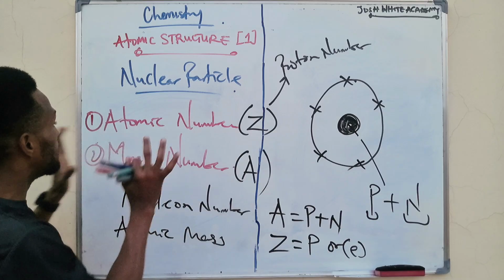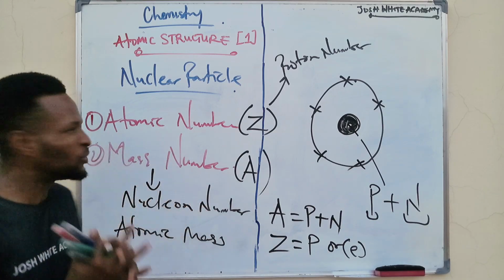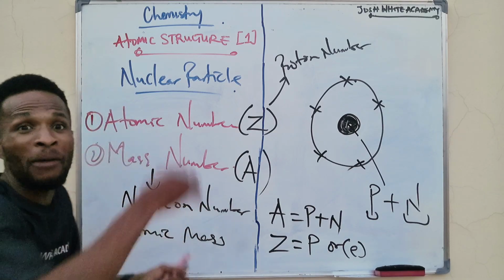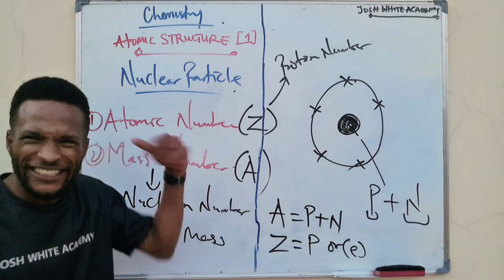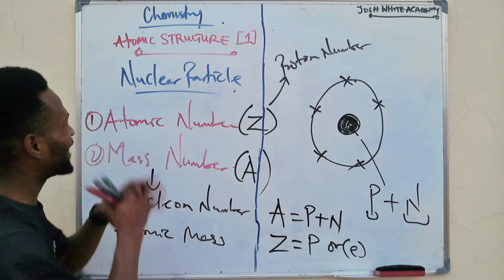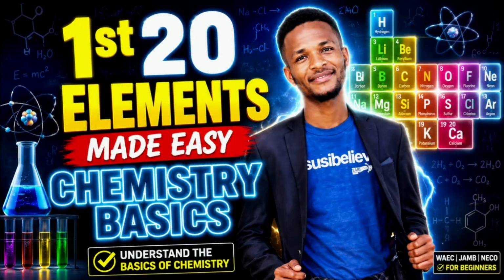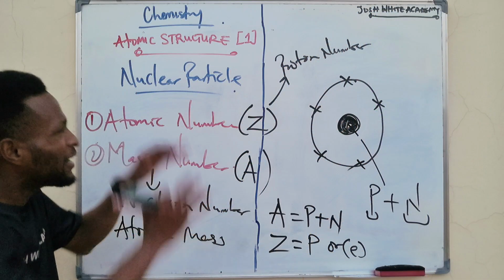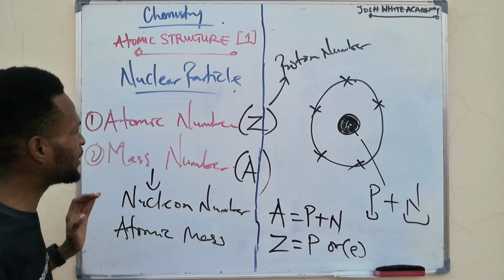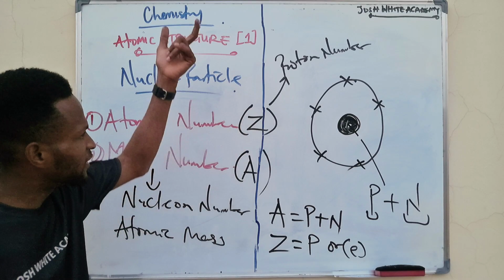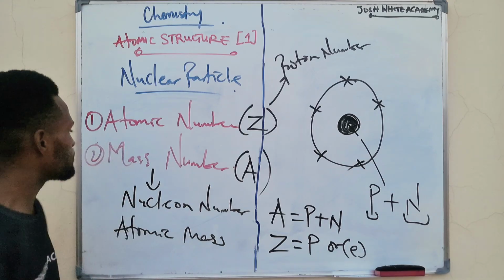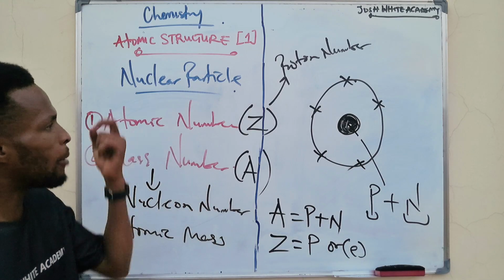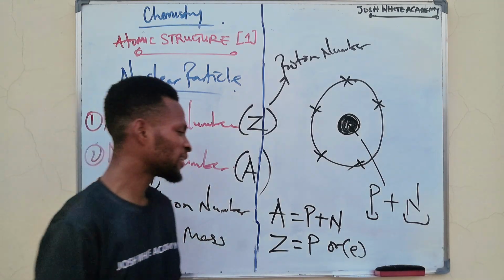So these are the important things you need to take note of. Atomic number, the normal numbering of elements. If you want to understand this more, check the other video that I made on the chemistry basics, the first 20 elements. So atomic number is the normal numbering of elements in the periodic table, and it's equal to the proton number or electron number in a neutral atom, whereas mass number is proton plus neutron.